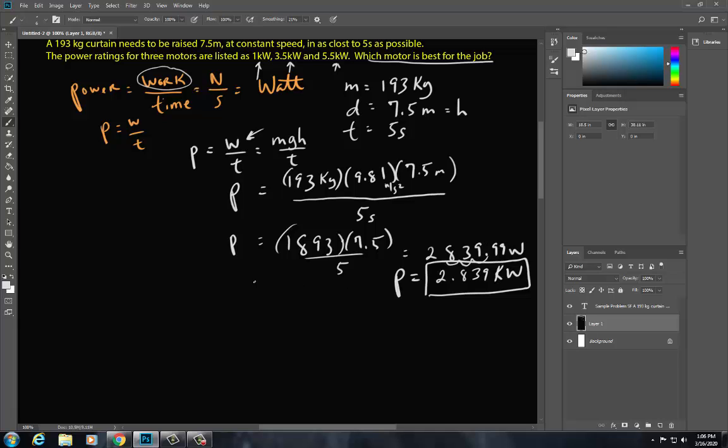So I would say the best for the job would be the 3.5 kilowatt, just for the sake of not only speed, but price, right? So I think this is where you're going to get. That's going to be the closest one for the job. The 5.5 would move it way too fast.